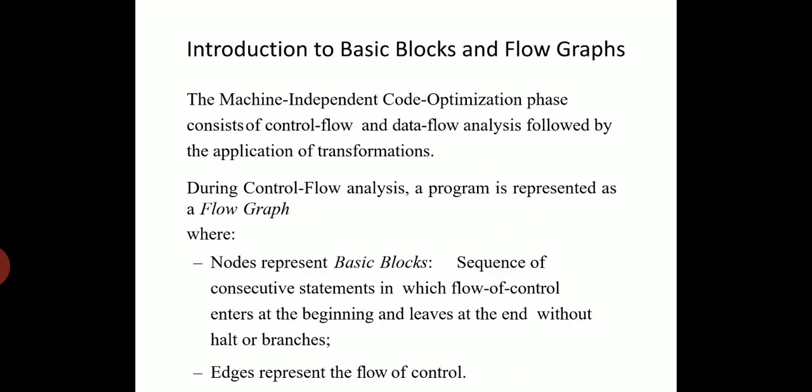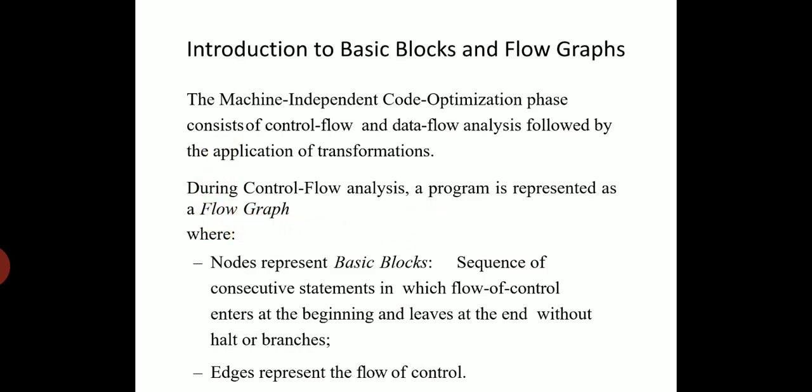Then the introduction to basic blocks and flow graph. We are doing code optimization, which is actually a machine independent process or phase. It is done using control flow analysis and data flow analysis, and after performing that analysis we will be applying the transformations. During the control flow analysis, the program will be represented as a flow graph.